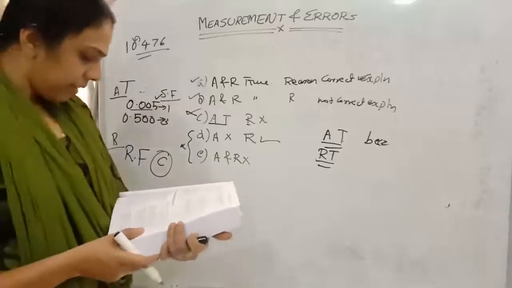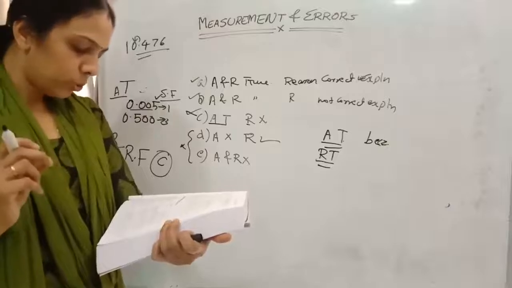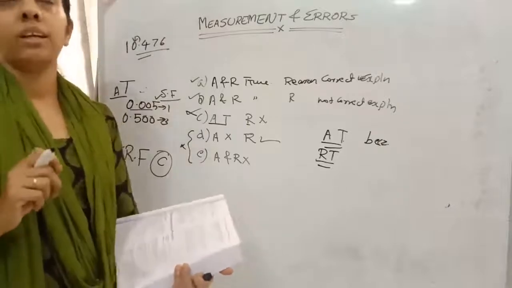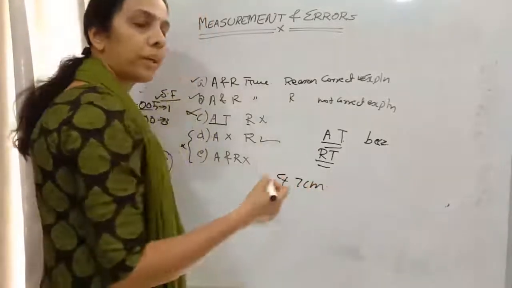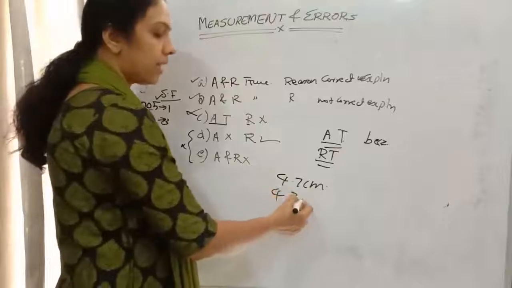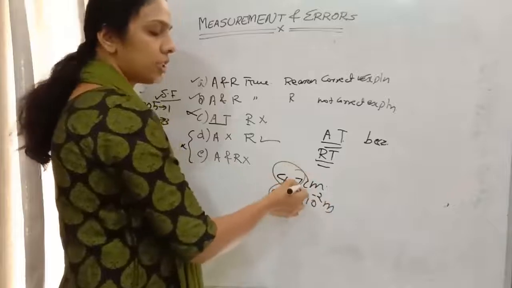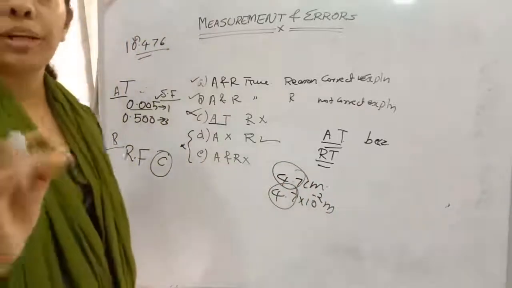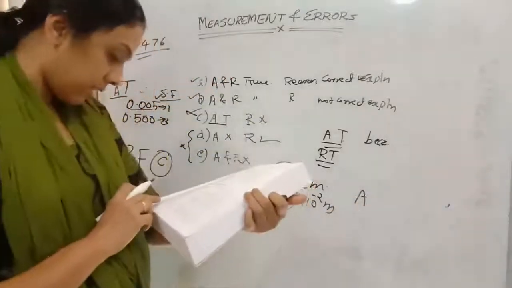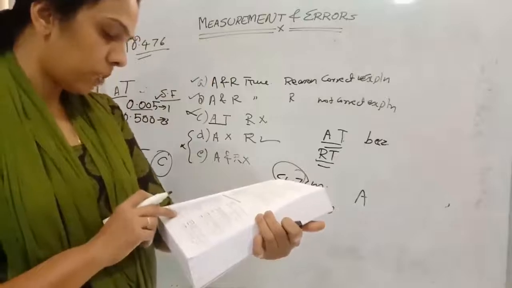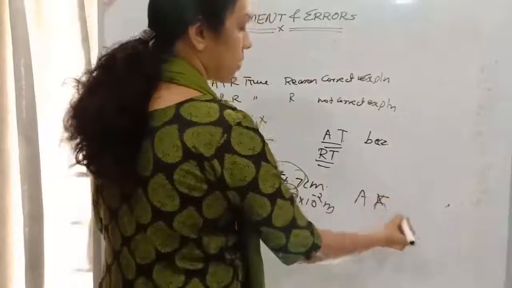Next question. When we change the unit of measurement of a quantity, its numerical value changes. See, 4.7 centimeter. If I want to make it in meters, 4.7 into 10 to the power minus 2 meters I will write. So whether significant figures are changing? No, it's not. Its numerals won't be changing. So the assertion is false. Here it is given that when we change the unit of measurement, its numerical value changes. So the assertion is false.